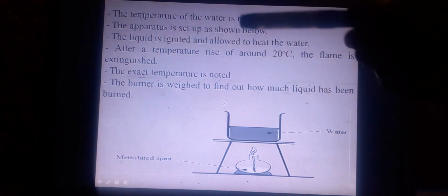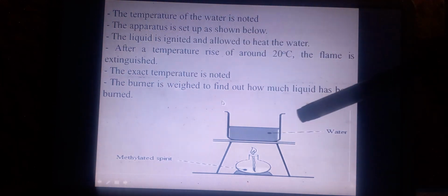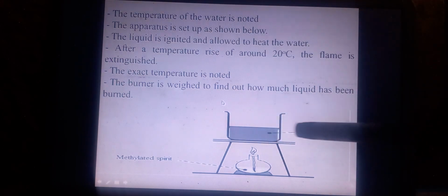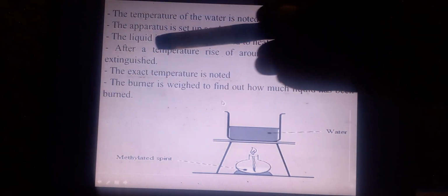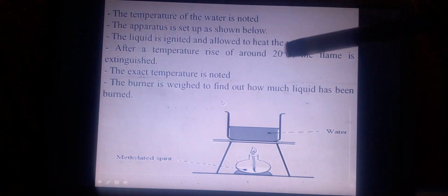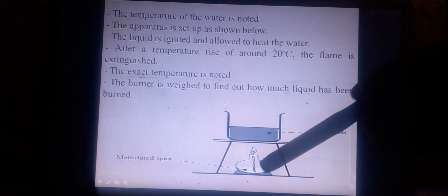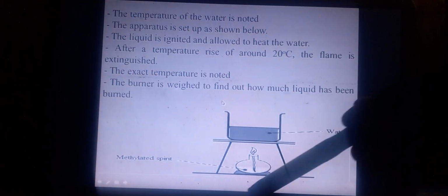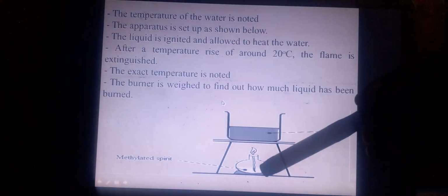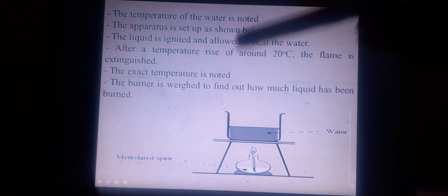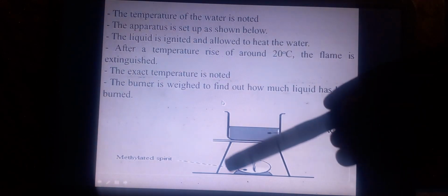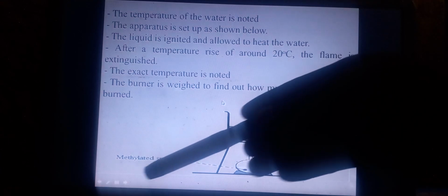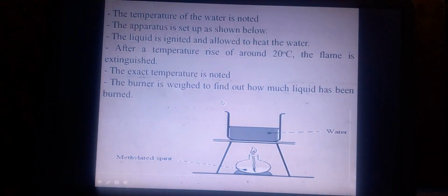The temperature of water is noted. You use a thermometer to measure the initial temperature of water as per this diagram. The apparatus is set up as shown below. You first of all take the initial mass of methylated spirit plus the lamp. This will give us the initial mass. Then at the end of the experiment, you also weigh the remaining methylated spirit plus the lamp and record the mass.